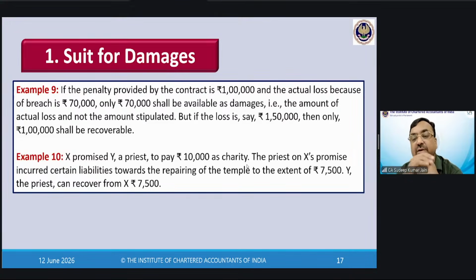Sir, vindictive only in 2 cases. There are no other examples, only 2 cases: where the breach of contract of marriage, or where there is wrongful dishonor of the check by the bank.